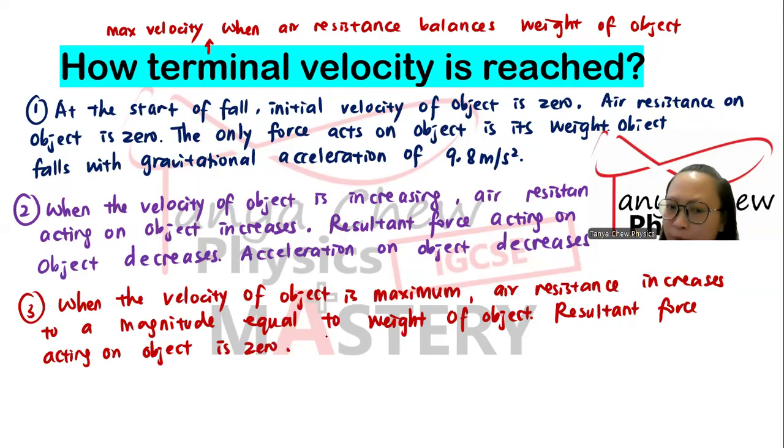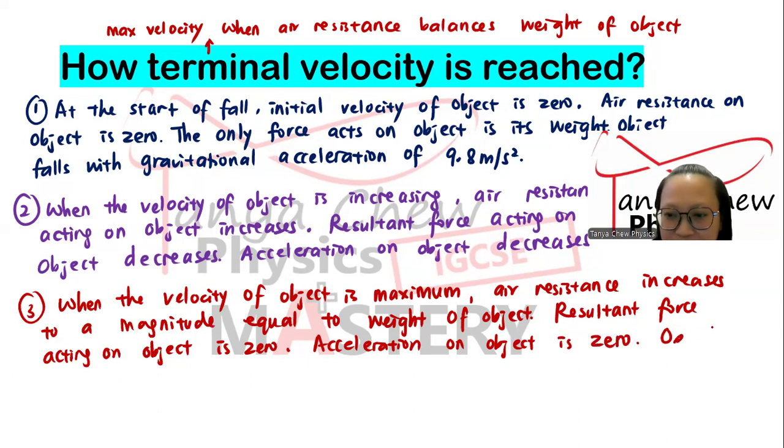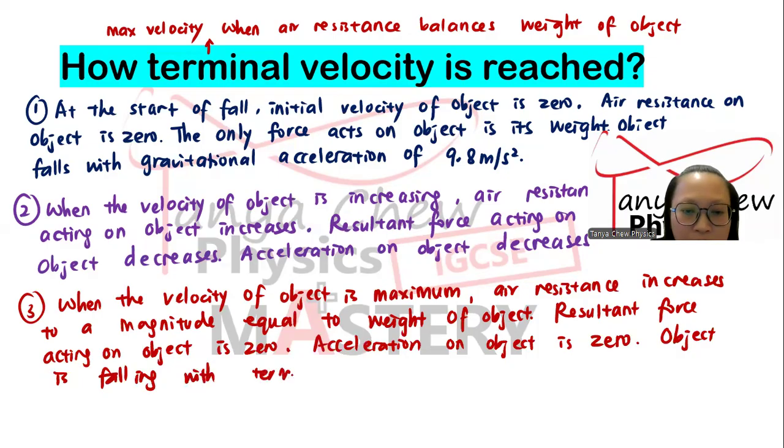So what happens to the acceleration? Acceleration on object is zero. Just write down zero will do because I have already explained decreasing. So it is zero. And at that moment, the object is falling with terminal velocity. Object falls with terminal velocity.